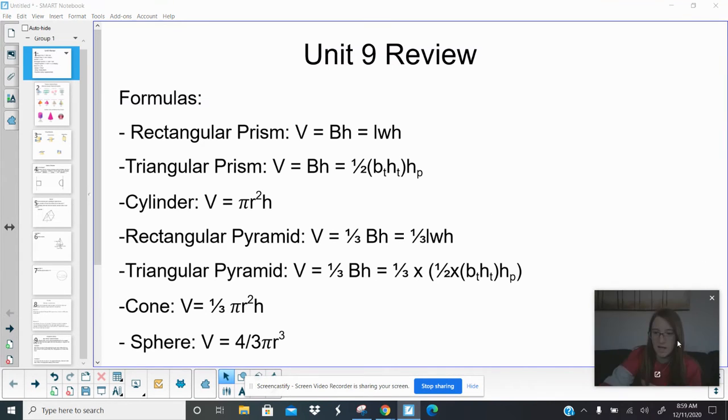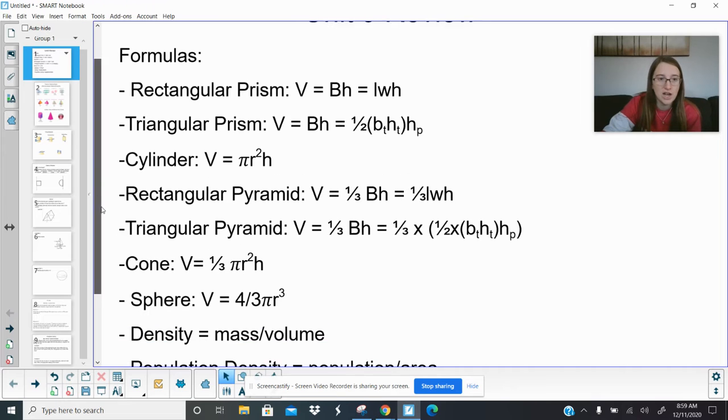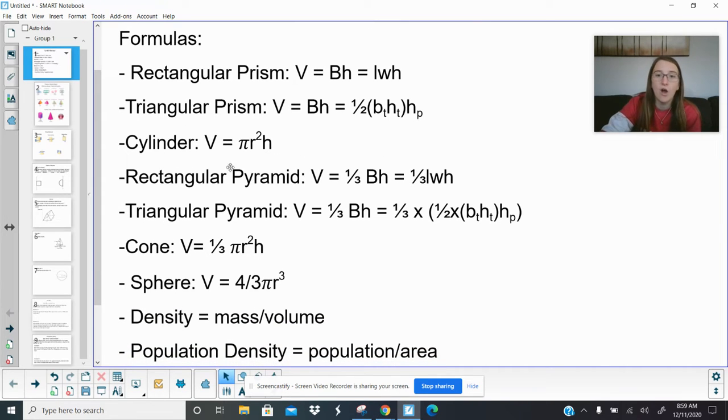Okay, with this review, guys, we'll see how long this takes. I'm doing a quick overview of everything we've learned, just to remind you of a couple things when you have the quizzes to practice on your own. This first slide is your last chance to copy down all of the formulas if you need to.